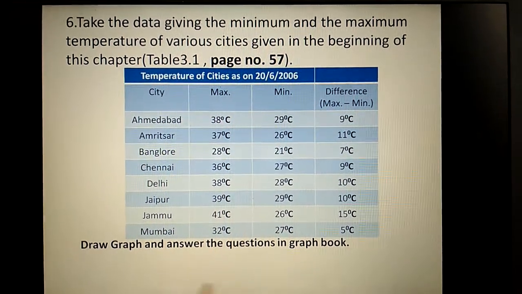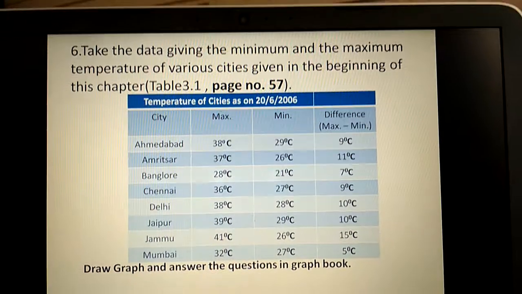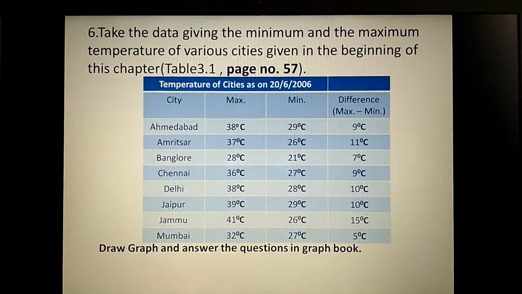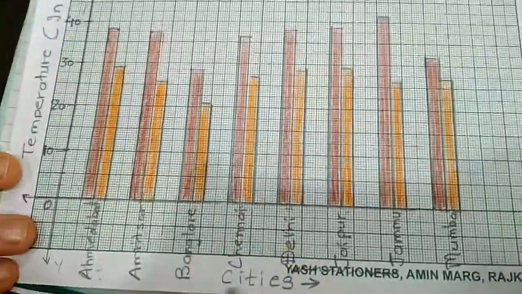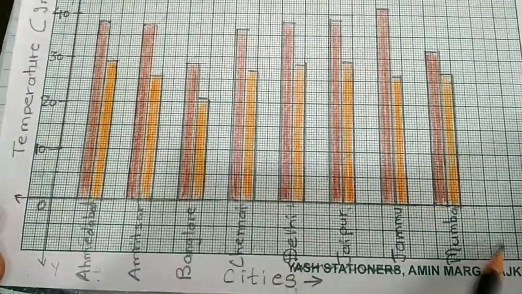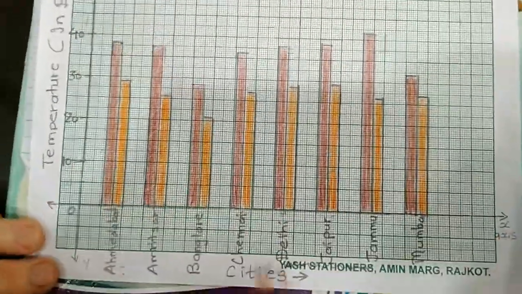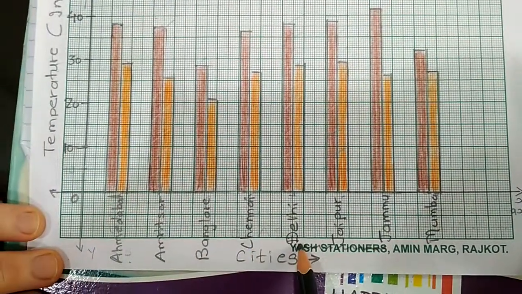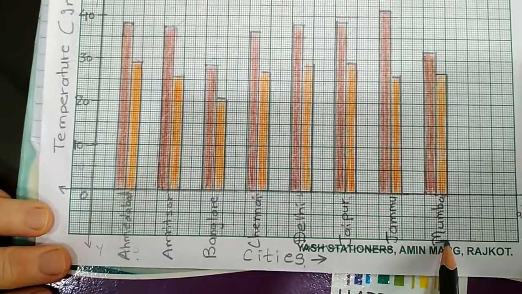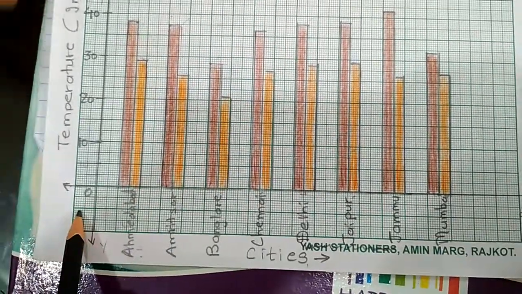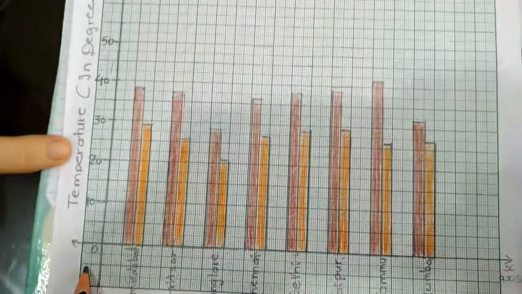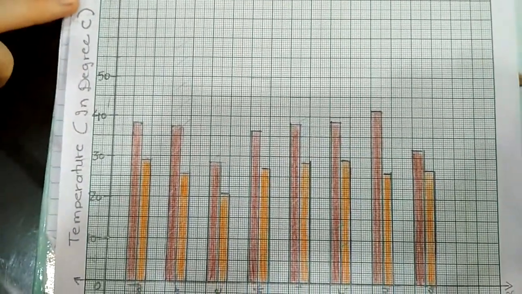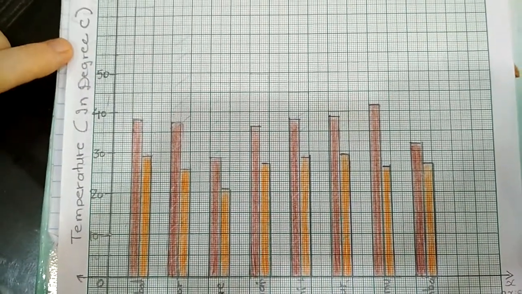Now let us see the graph first. We will show the names of the cities on the x-axis, that is the horizontal line, that is Ahmedabad, Amritsar, Bangalore, Chennai, Delhi, Jaipur, Jammu and Mumbai. On the y-axis, we will show temperature, that is maximum as well as minimum, which is given in degrees Celsius.